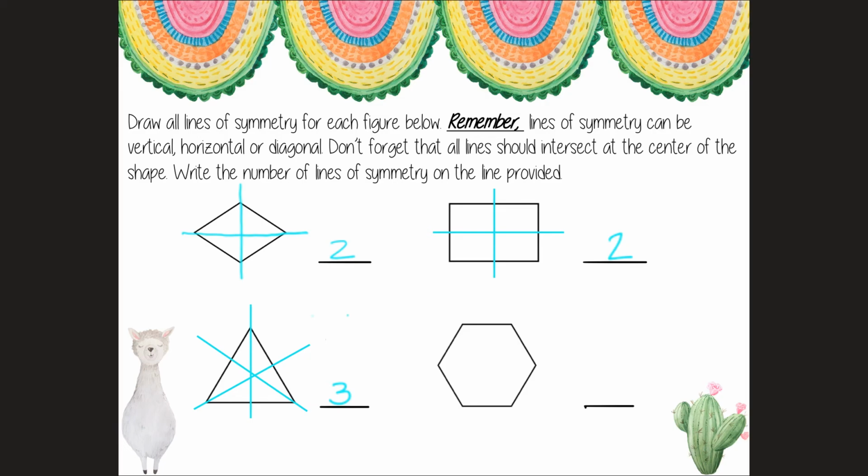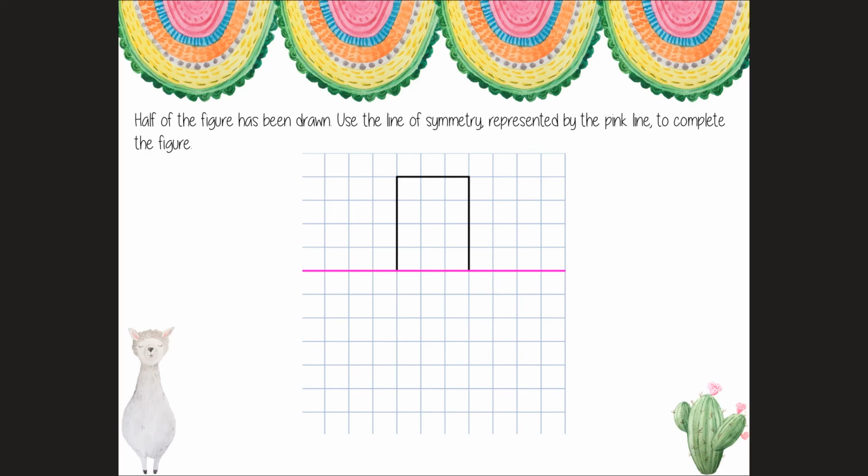How did you do? Did your answer match mine? Half of the figure has been drawn. Use the line of symmetry represented by the pink line to complete the figure.